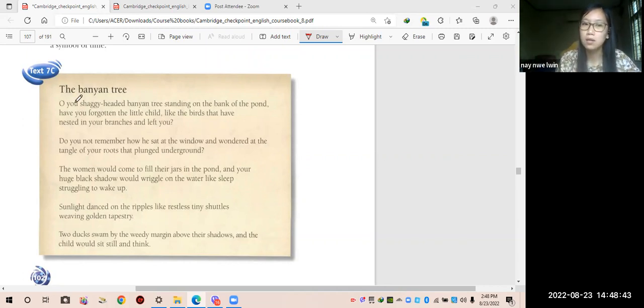Overall, in these poems, the poet just wants to appreciate the nature of the product or something. There is no hidden message in there.